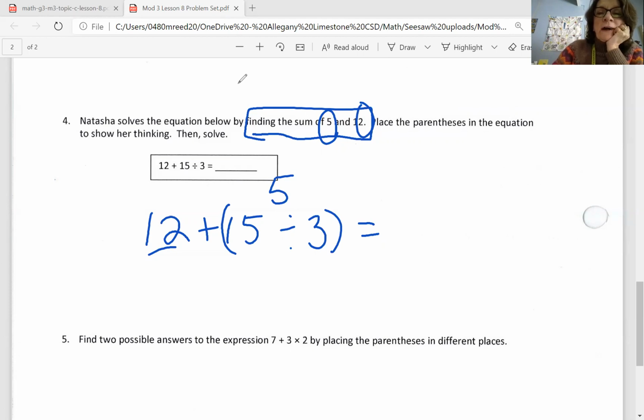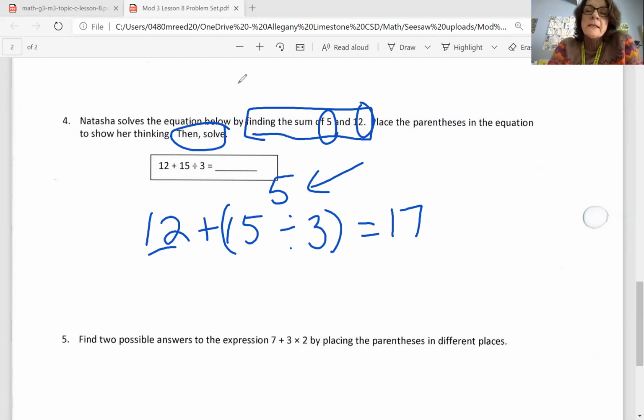So 12 plus 5, they do want us to solve. So they do want us to get the answer. I'm going to take my 12, add my 5, which represents what 15 divided by 3 is, and I would get 17. Okay? All right, so really important, again, this step right here, putting the number that represents the operation and what happened in parentheses is really, really important. Okay? So we did everything we need to do on that one.